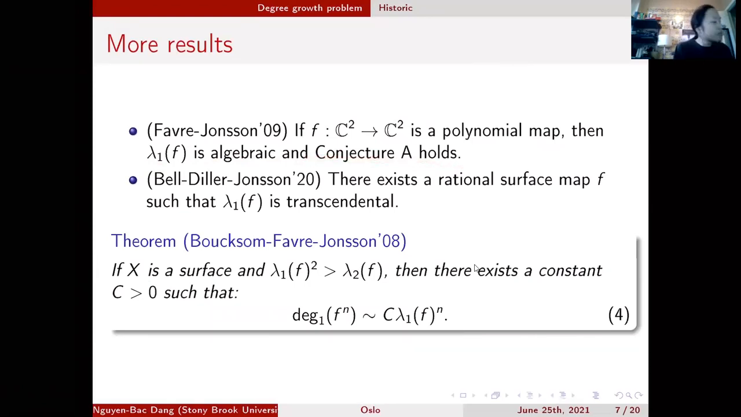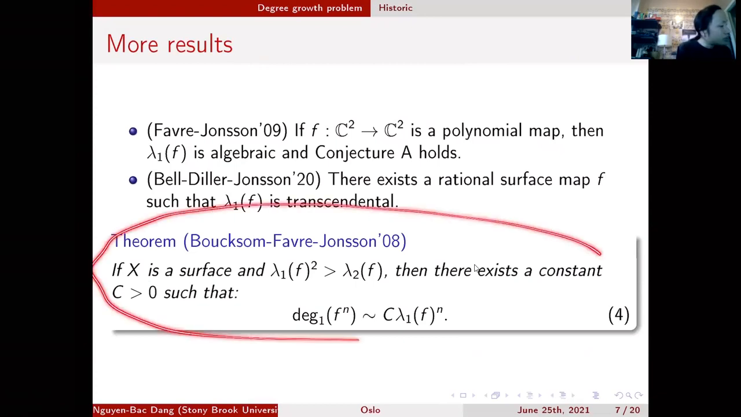And then the story recently became more complicated because now in 2020 there's a counterexample of a rational surface map such that λ1 of f is not algebraic anymore; it's a transcendental number. So somehow this viewpoint that we had for regular maps kind of falls apart when we think of rational maps, even on surfaces. And now the last theorem that I wanted to emphasize today is this theorem.